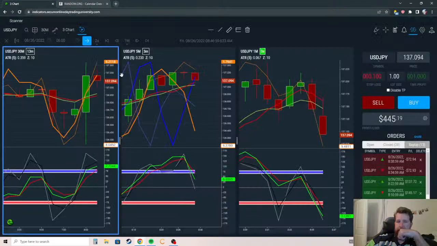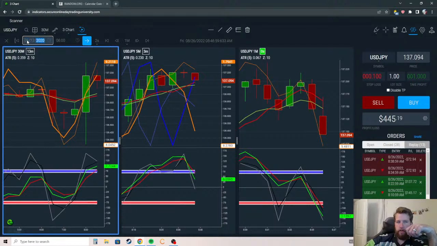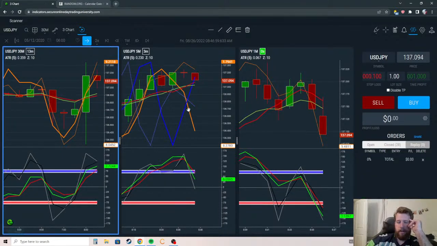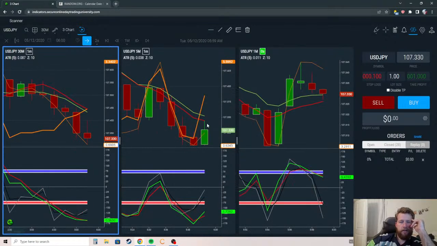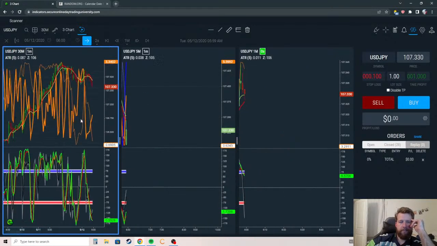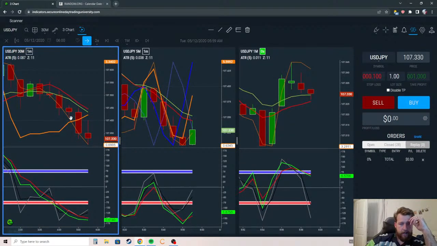May 12th, 2020. Oops. Kind of during the beginning phases of the craziness of COVID. Let's see what markets were doing there. I imagine probably consistently, yeah, look at that. But looks like overall downtrend. Let's move forward one to post.